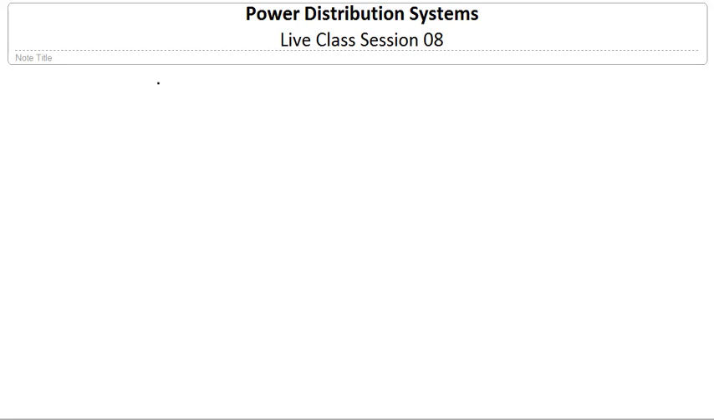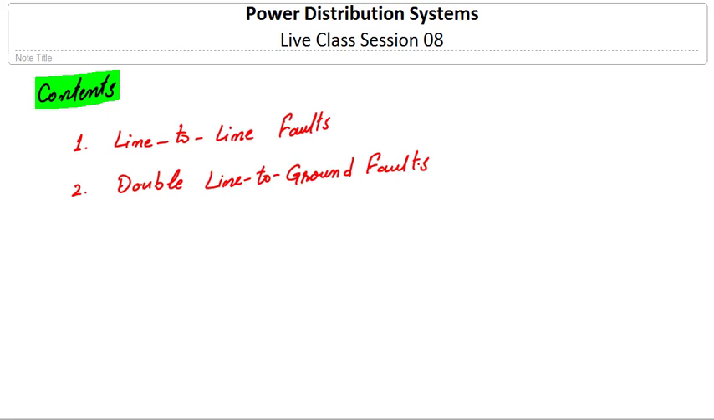Contents of today's lecture: we will continue our discussion regarding unsymmetrical faults. In our last lecture we discussed the single line to ground fault, and today we discuss line to line and double line to ground faults. As we have seen in our last lecture, in order to perform the short circuit analysis in case of unsymmetrical fault, we start with the calculation of the sequence components of fault current.